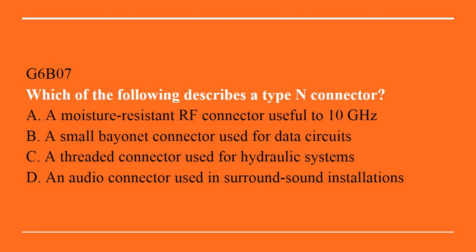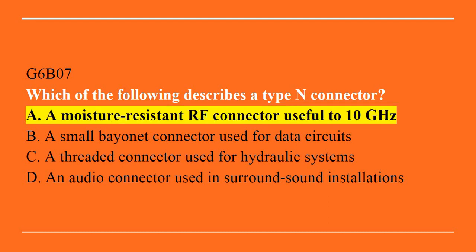G6B07. Which of the following describes the type N connector? A. A moisture-resistant RF connector useful to 10 GHz. B. A small bayonet connector used for data circuits. C. A threaded connector used for hydraulic systems. Or D. An audio connector used in surround sound installations. Answer is A. A moisture-resistant RF connector useful to 10 GHz.